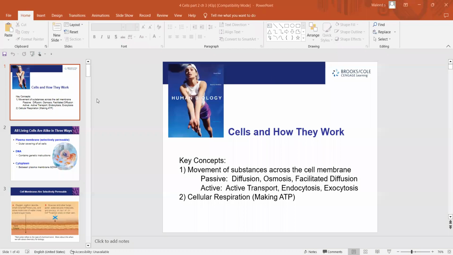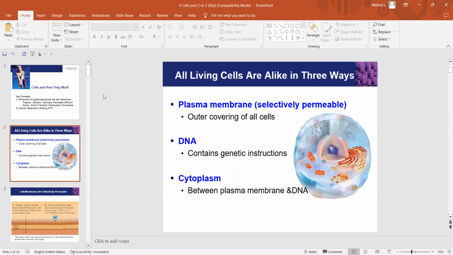All right. So we are talking about the cells. Chapter 4 is a continuation of the cells, but from a different perspective. We already talked about all the structures of the cells. Now we're going to talk about two different things here: how things move in and out of the cells, and how the cells make their own energy, which is called cellular respiration.